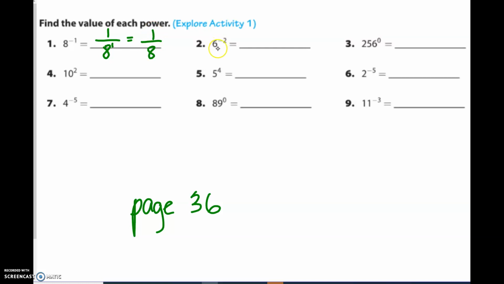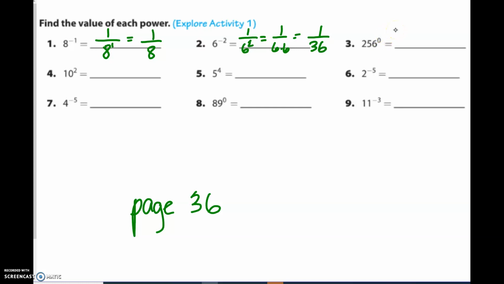Some of you could go right to 1 over 8. All right, the second problem here is 6 to the negative second. So the problem here is this negative 2 exponent. We have to write this as 1 over, and now when I write this new exponent, instead of it being a negative 2, when I put it on the bottom, it becomes a positive 2. So what we have is 1 over 6 times 6. So the answer is 1 over 36. And I understand some of you will be able to go right to the answer, so that is totally fine.